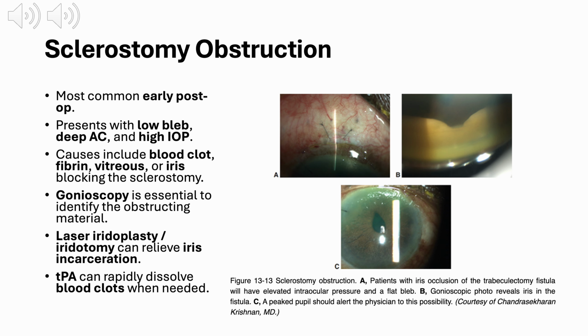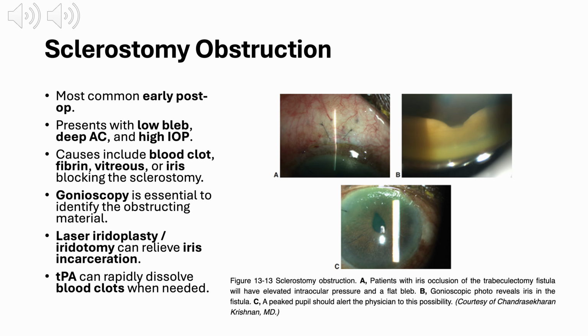Sclerostomy obstruction is the most common early postoperative cause of trabeculectomy failure. The clinical picture is classic. The bleb is low or flat, the anterior chamber is nicely deep, and the IOP is high. That combination should always make you think about something physically blocking the sclerostomy rather than overfiltration or leak. The obstructing material can be a blood clot, fibrin, vitreous, or the iris itself.